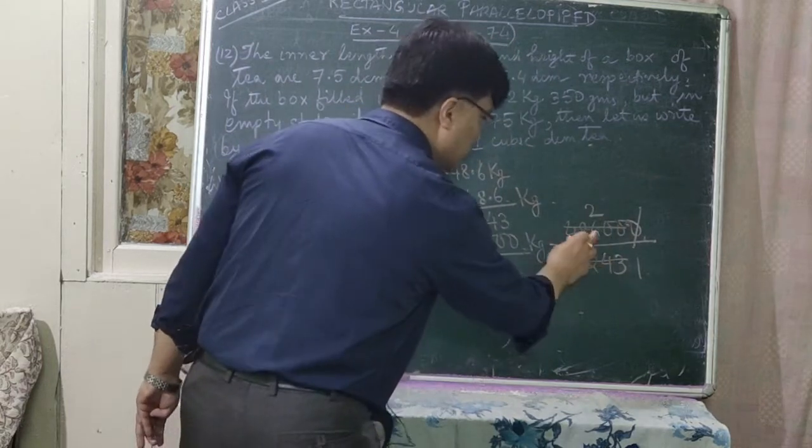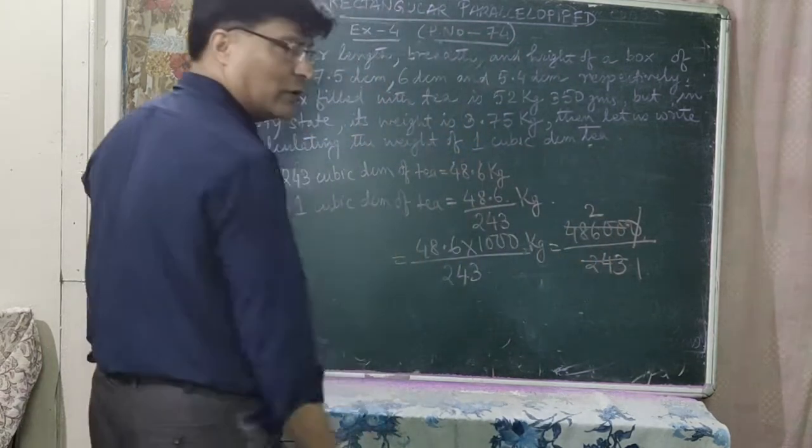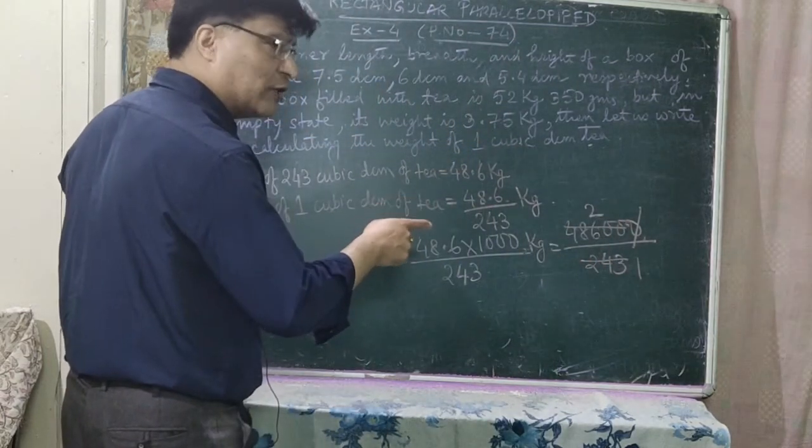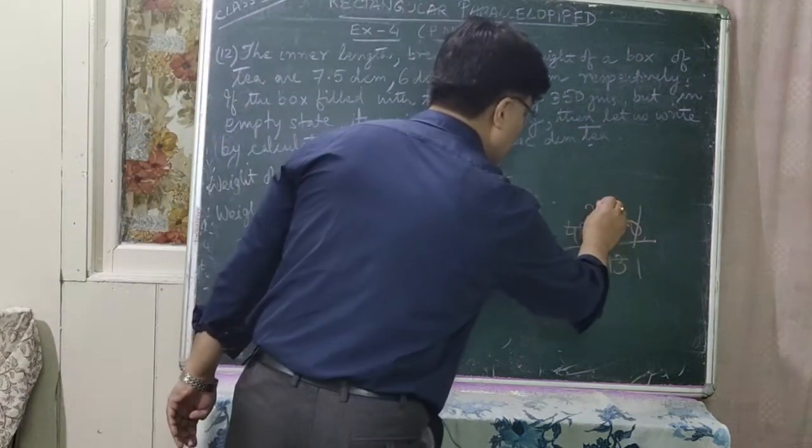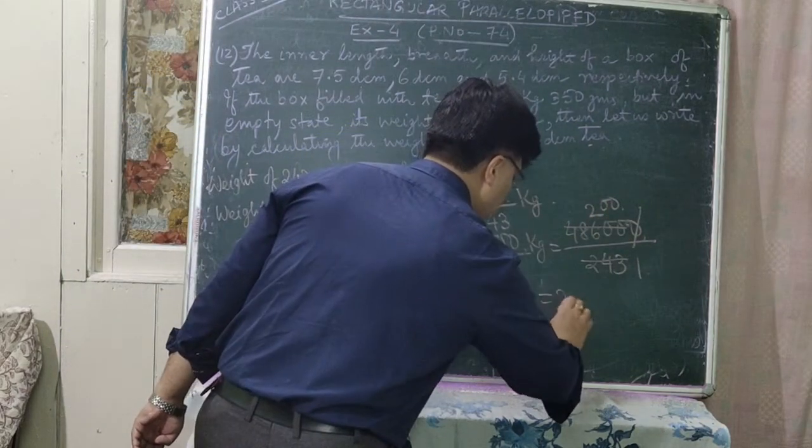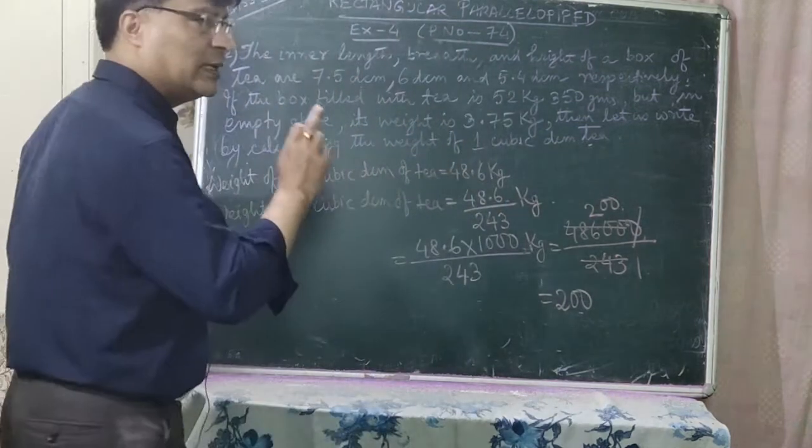2 times 2 is 4, 2 times 4 is 8, 2 times 3 is 6. So 486 divided by 243 is 2 times and double 0. You have to write double 0, which is equal to 200 grams.